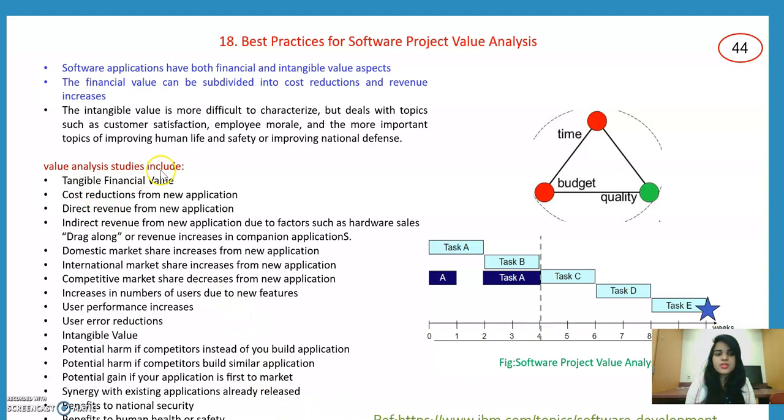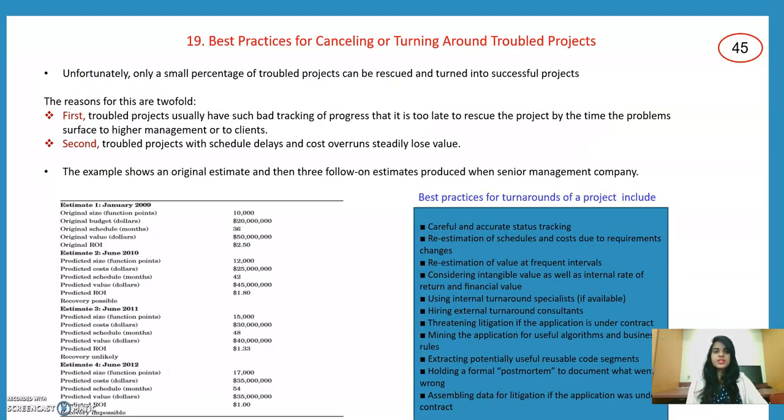This value analysis study includes the tangible financial value, cost reductions from the new application, direct revenue from the new application, and indirect revenue from the new application also. These are the different value analysis studies.